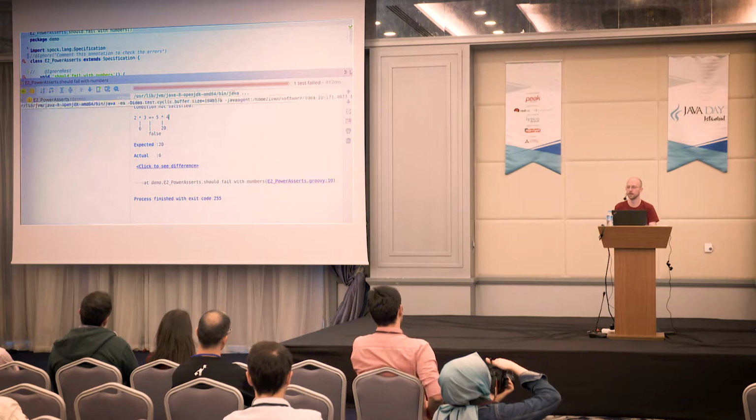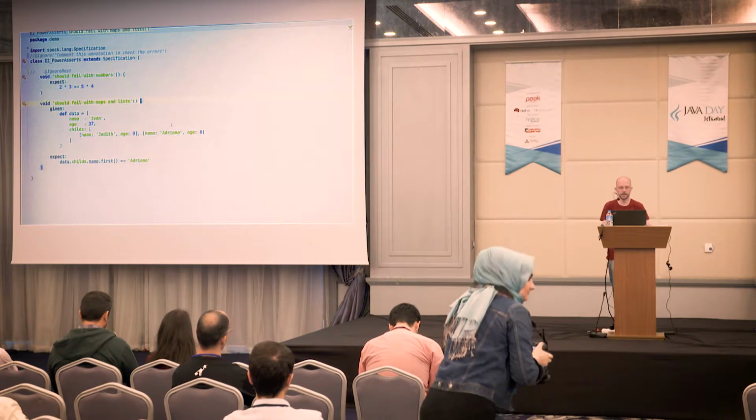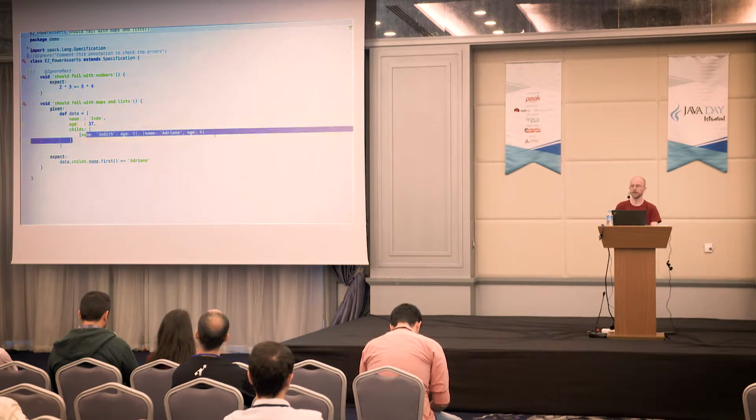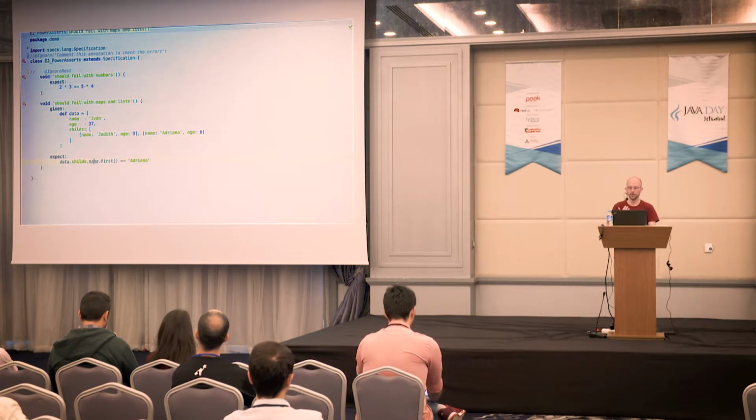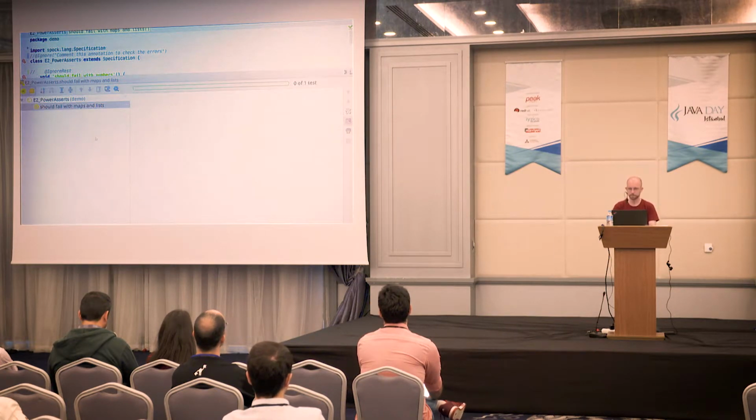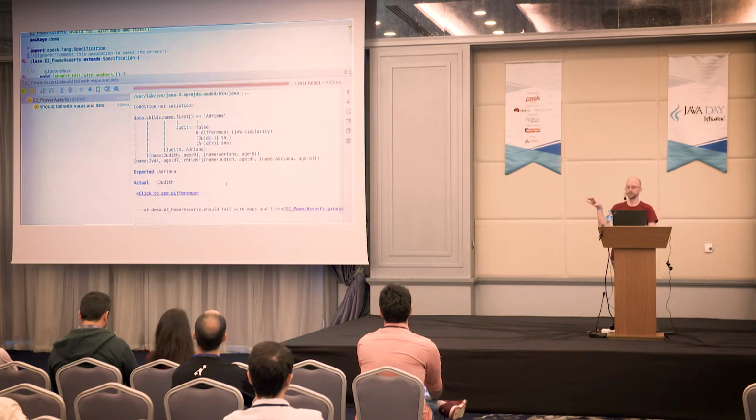This is a very simple example, but sometimes you have different variables, different steps, and you don't know why the test is failing. So I have here another example. This is a map with these keys, and here is a child list. And what I expect is that the name of the first child in this list is Adriana, and it's going to fail because it's Judith. So if I run this test, you can see this power assert result. You have all the values in every step.